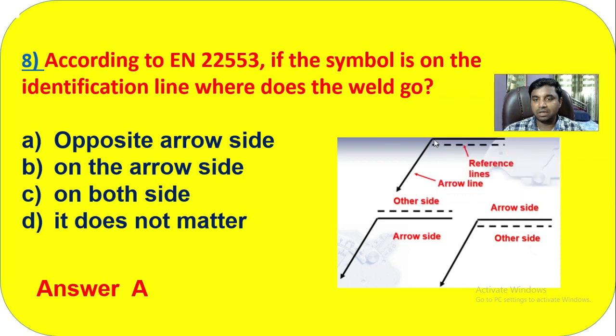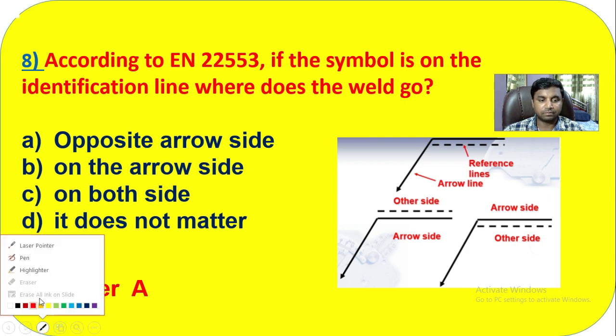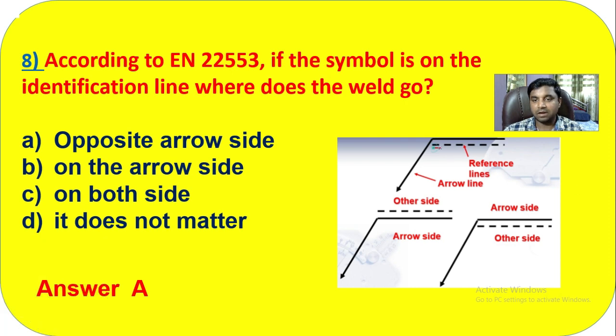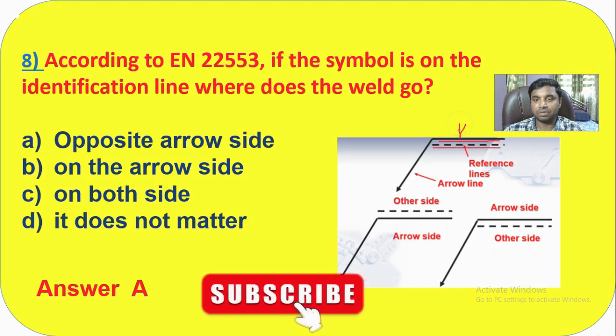You see, this is your identification line. I will show you here the identification line. Okay, this is the reference line and this is the identification line. If the symbol is on the identification line, so here the symbol is here. You see the symbol is here.